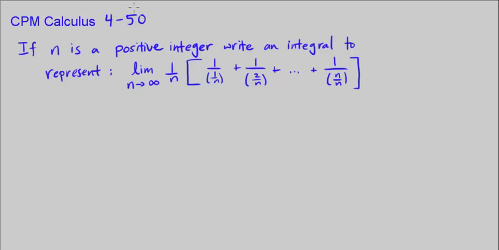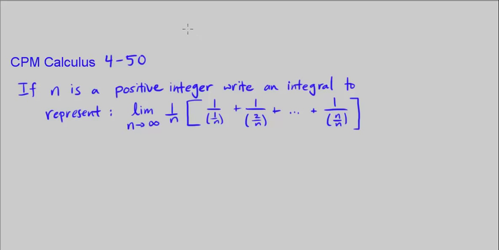This is CPM Calculus Chapter 4, number 50. So here we're asked, if n is a positive integer, so n has to be greater than 0, so it starts at 1 because it's an integer. It has to be 1 through any big number, goes 1 to infinity. Write an integral to represent this. Okay? So we want to represent this as an integral.